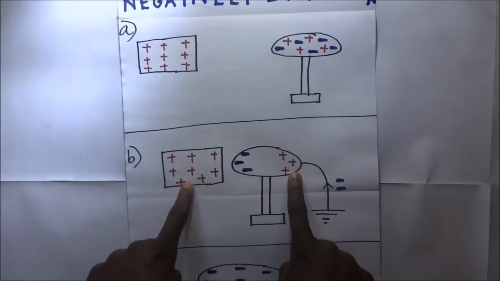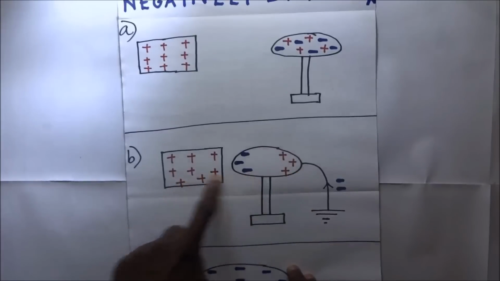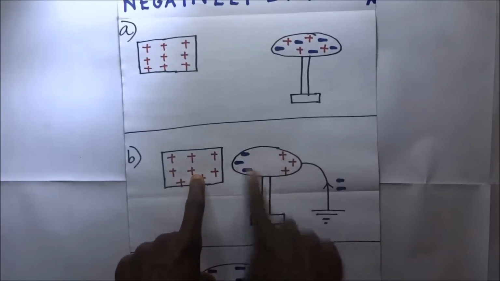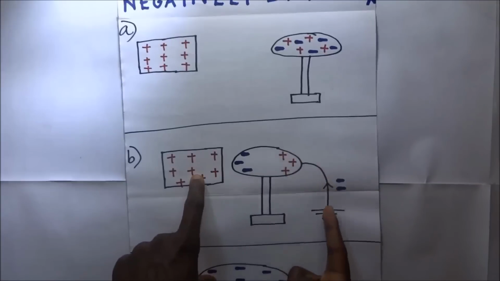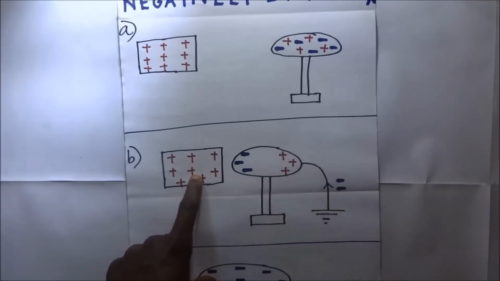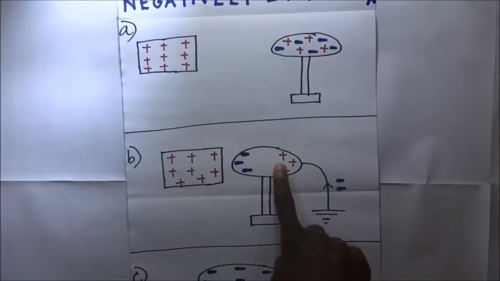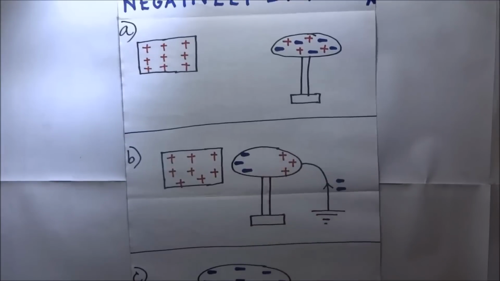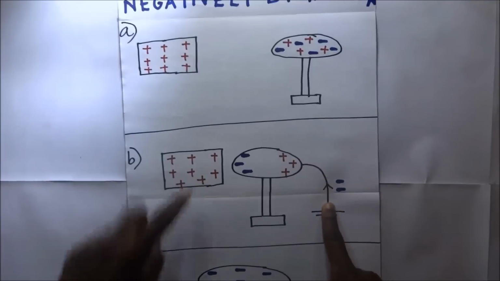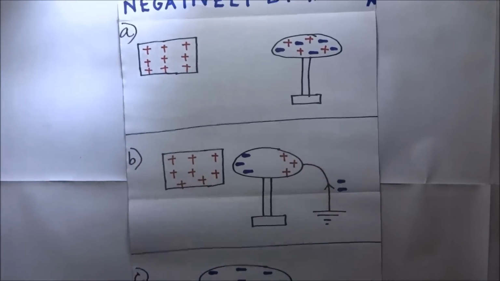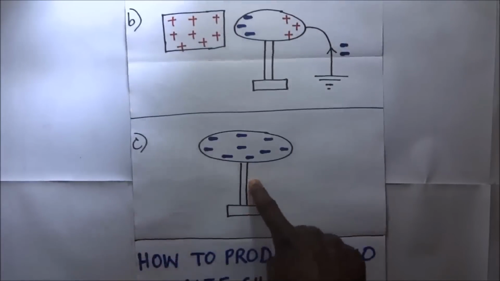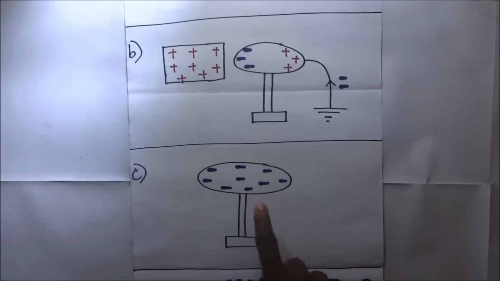While this body is still in the vicinity of the conductor, we earth the conductor. When we earth the conductor, negative charges are attracted from the earth into the conductor. You will find that this body now starts gaining more negative charges as compared to the positive charges that are already there. So when you break this earthing and remove this charged body all at once, you will find that you have a body that is predominantly negatively charged. And this is how we charge a body negatively by induction.